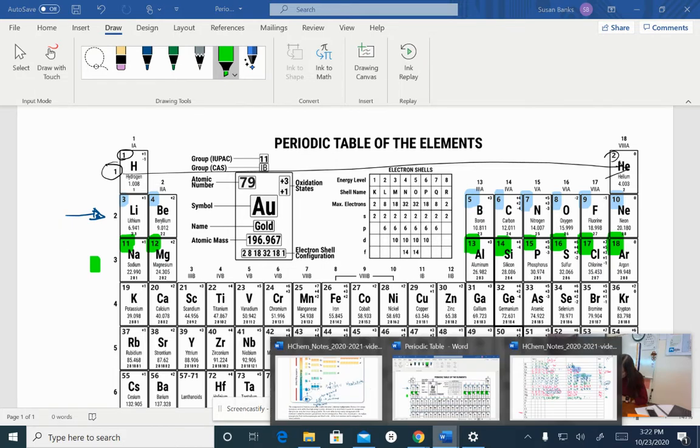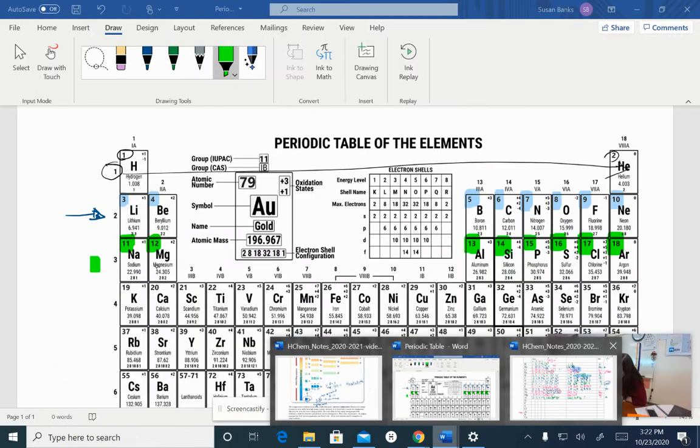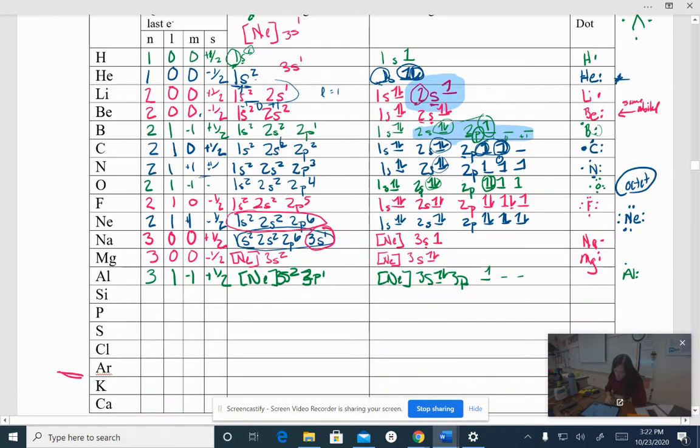Okay, so here we go. For sodium, we already gave you sodium. For magnesium, we are going to have neon, 3s2, and 3s up and down. Our dot picture is going to be magnesium with 2 dots. And our quantum numbers are going to be 3 for our n number, 0 because we're still in an s orbital, 0 because there's only one orientation, and -1/2 because it was a down arrow.